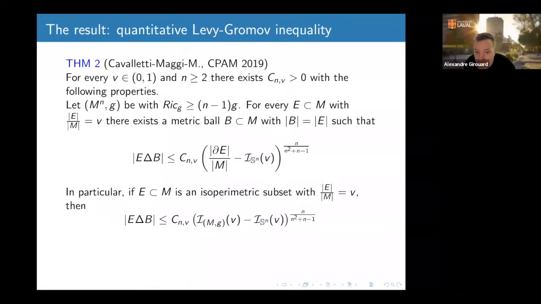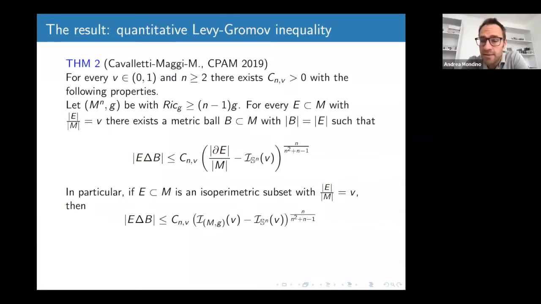Excuse me, Andrea, what does it mean that E is an isoperimetric subset? It means that the perimeter of E is equal to the isoperimetric profile function of the manifold at volume V. So it means that it is minimizing the perimeter among all sets in the manifold with the same volume as the set E.